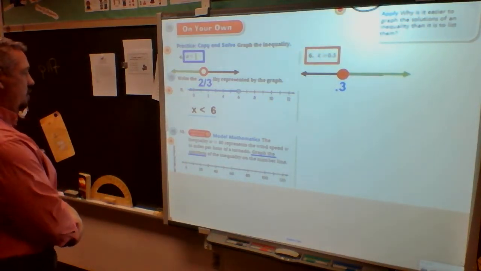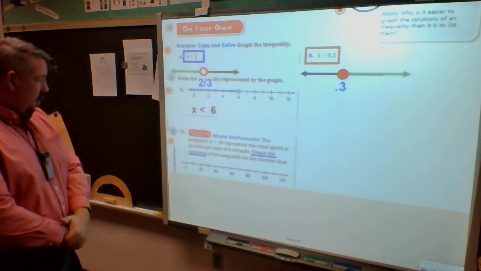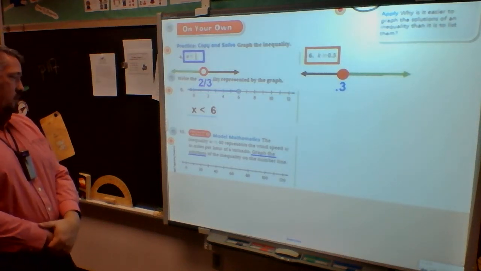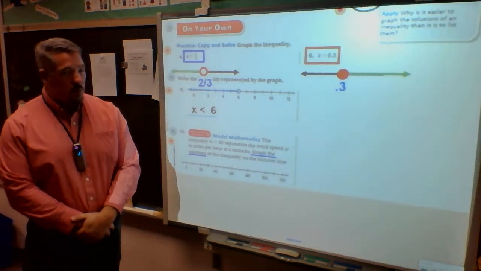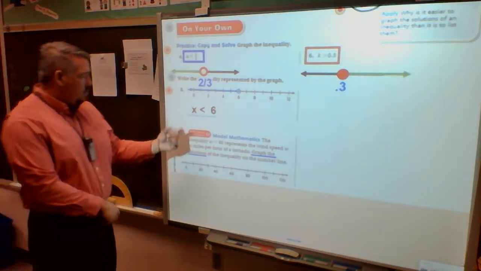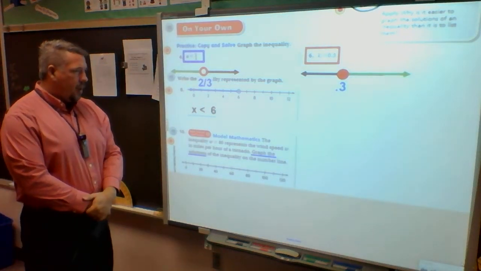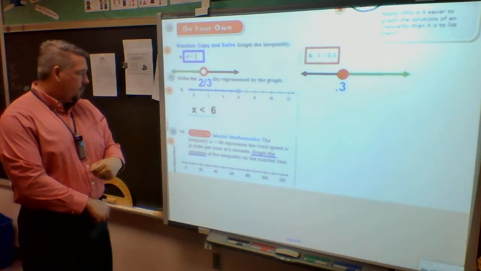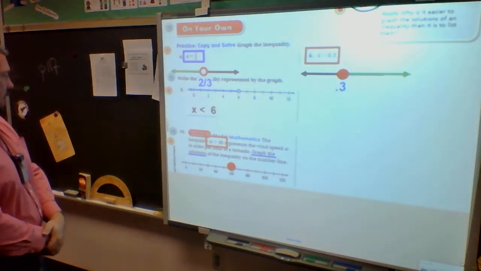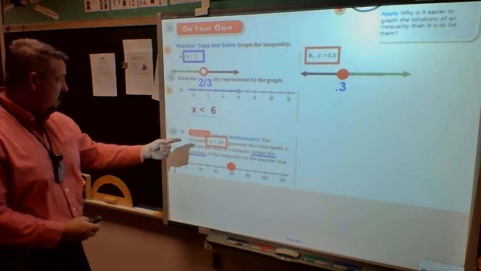And then on number 10, the inequality W is greater than or equal to 60 represents the wind speed W in miles per hour of a tornado. Graph the solutions, the possible answers, of the inequality on the number line. So, W is greater than or equal to 60. Let's see. So I have to have a circle that's filled in, right? Because it could be equal to 60. So I put that on my line. And then it's pointed away from the variable, which tells me that it's any number greater than, because W is greater than.